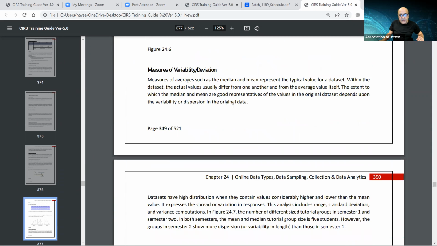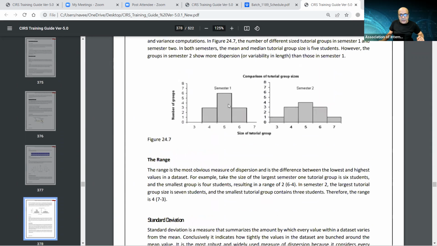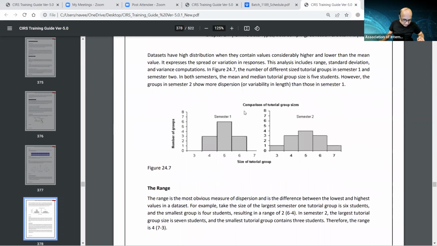From the measures of variability, it is a distribution of what deviates, or what could be the collective effect of quantity of certain things. Taking an example of these two charts, we have a size of a classroom, and within a semester, a certain number of students are getting enrolled. So when I compare the left one with the right one, you can see that there is a dispersion.